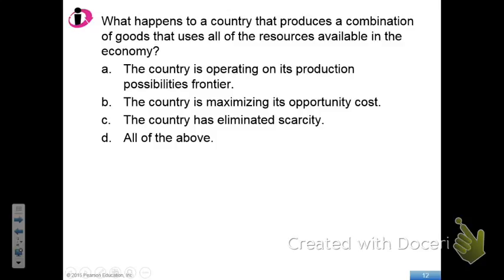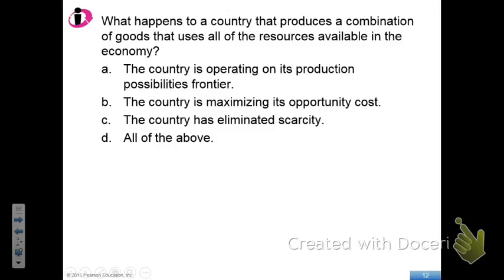So what do you think? Which one is the correct answer? Anyone? Somebody said B or D? B. Okay. The country is maximizing its opportunity cost.